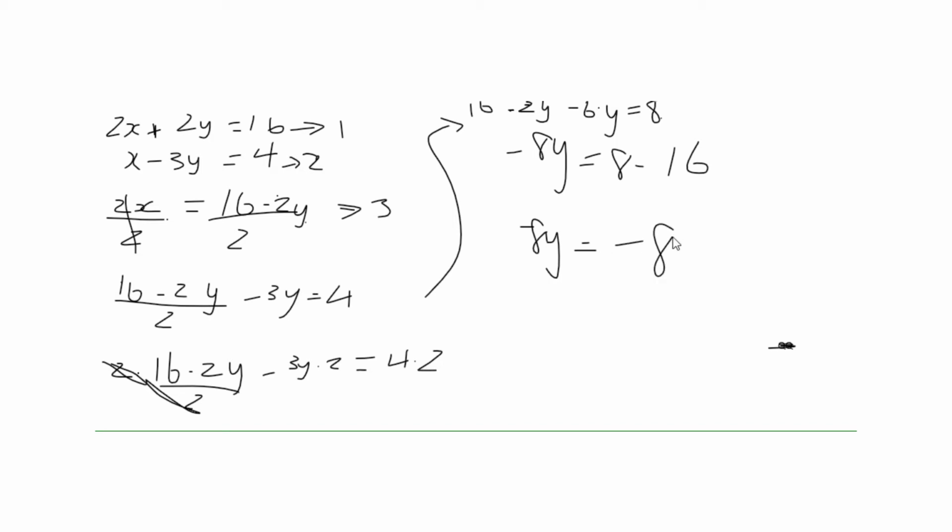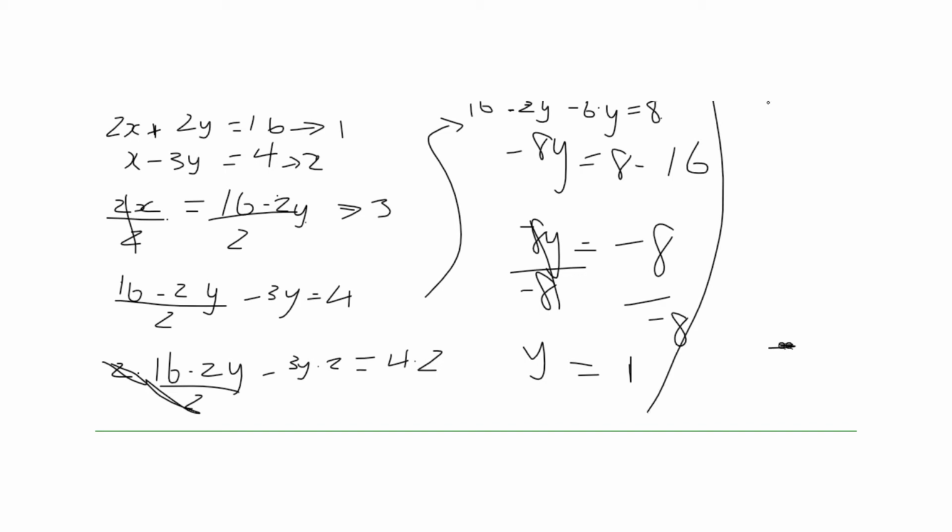Now we want to simplify and have y on one side. So we're going to divide through by negative 8. What we do on one side, we have to do on the other side. Negative 8 cancels negative 8, so we get y equals negative 8 divided by negative 8, which is 1. So y equals 1. We're going to take y equals 1 and substitute it into equation 3.